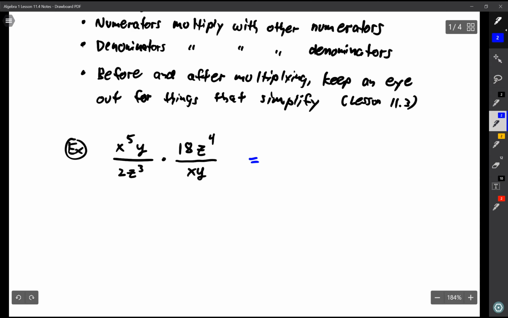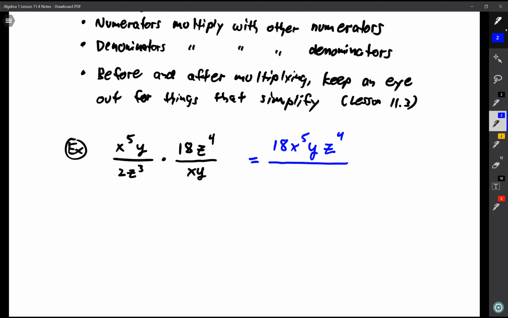So you could say, well, let's see, what is my top multiply? My top multiply is going to be 18x to the fifth, y, z to the fourth. I multiply the numerators. Now I can multiply the denominators and put stuff in the regular order of number first, and then letters in alphabetical order, 2 x y z cubed. You can do that as your first step if you would like. Then you can look for what simplifies.